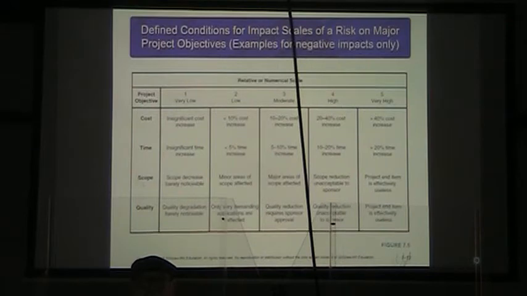All right, for scope, very low would be scope decrease is barely noticeable. 2 is minor areas of the scope are affected. Moderate is major areas of the scope are affected. High is scope reduction is unacceptable to our sponsor. And very high is the project end item is effectively useless. Okay, so we definitely don't want to be there.